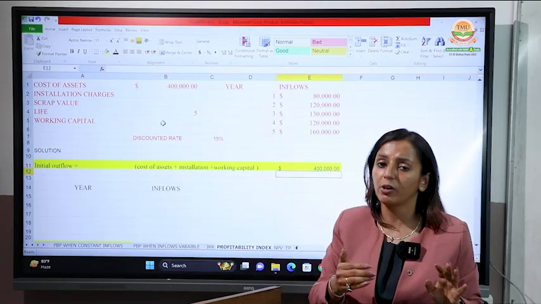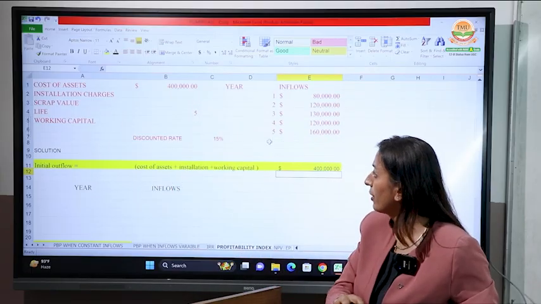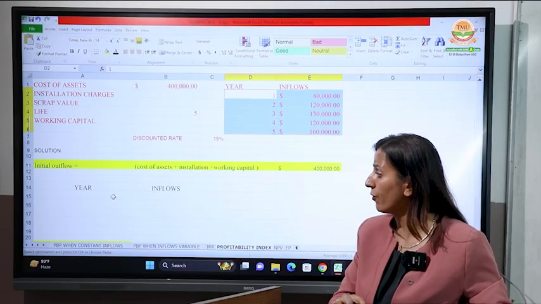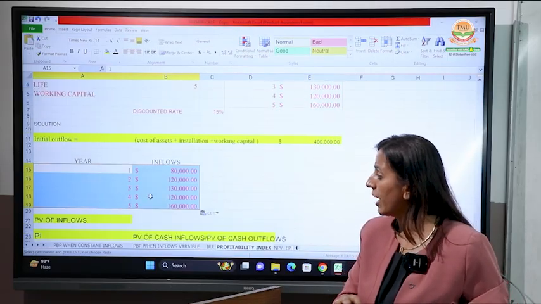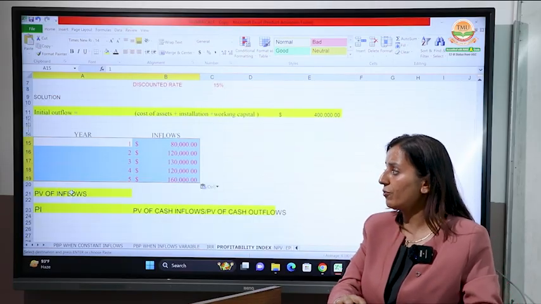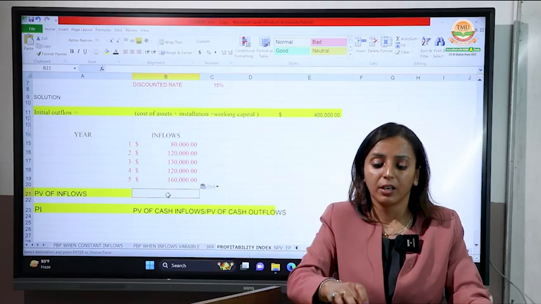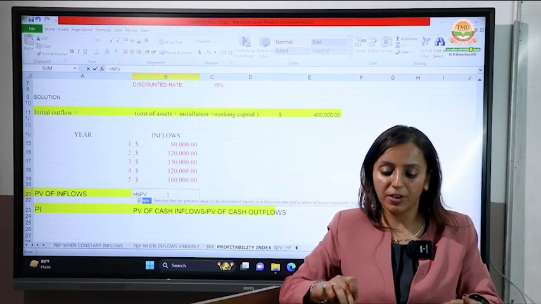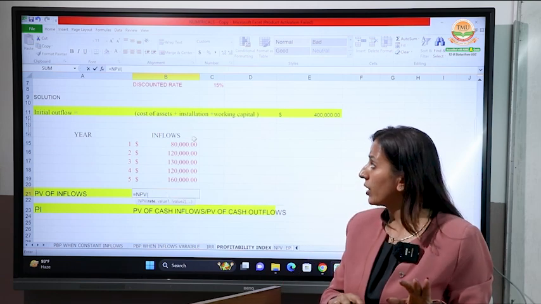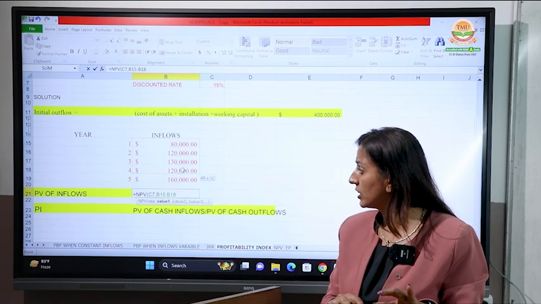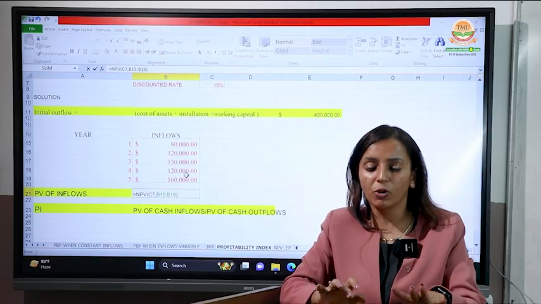But we have to calculate the inflows. What we are getting as inflow, that is the present value of cash inflows. Put it over here, right? Now we have to calculate the present value of cash inflow. How do we calculate? Equals NPV, bracket open, the rate we have taken 15%, comma, the inflow, select all the things, then close and enter.